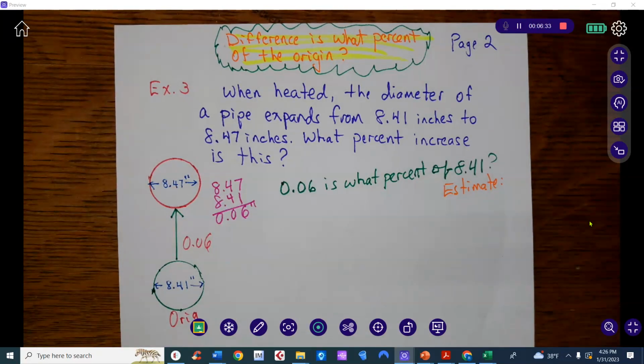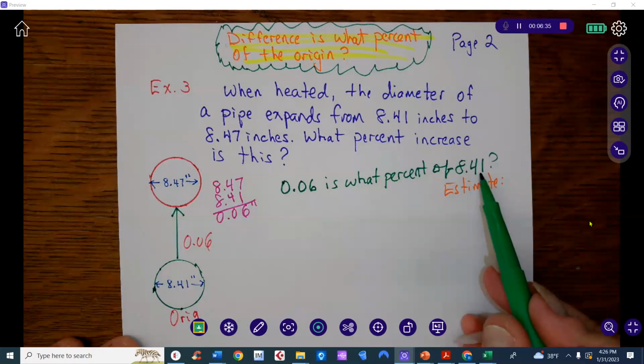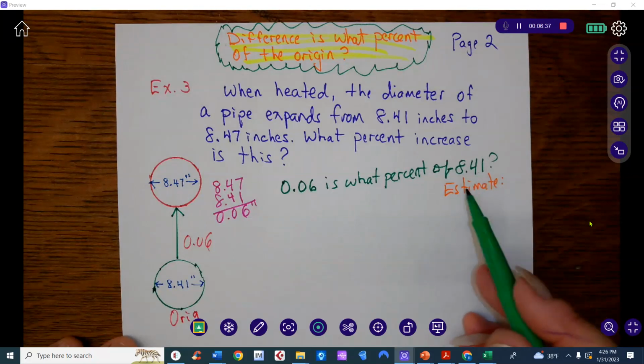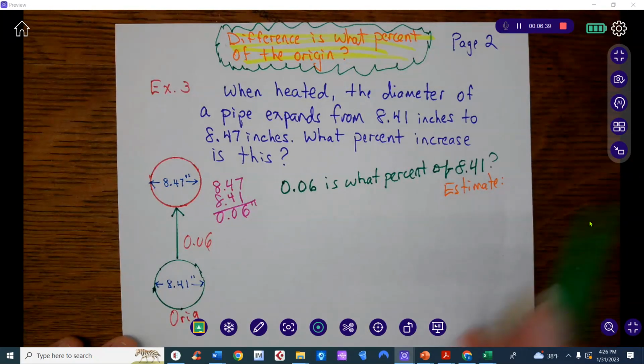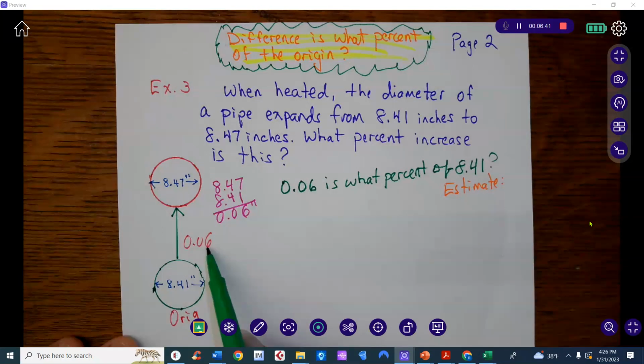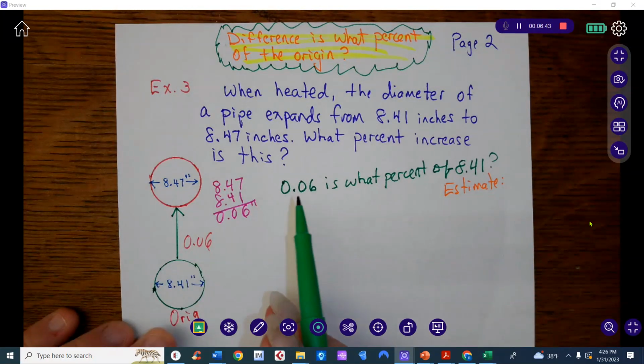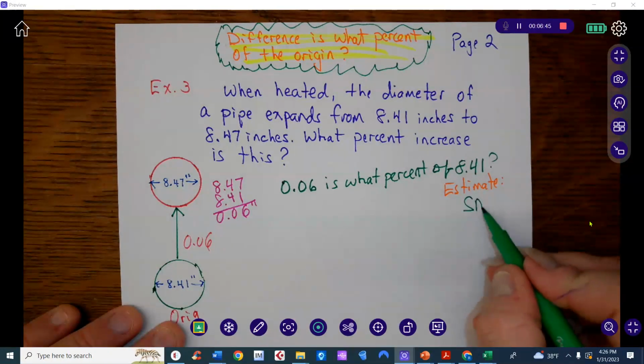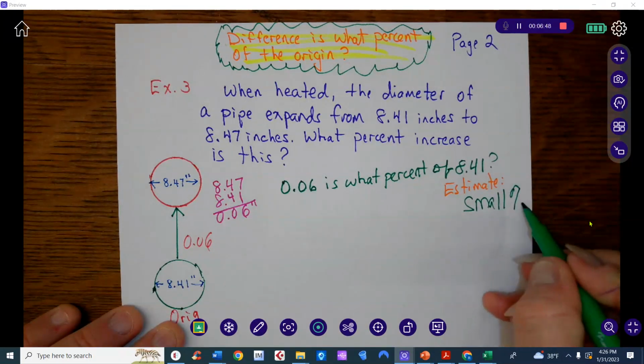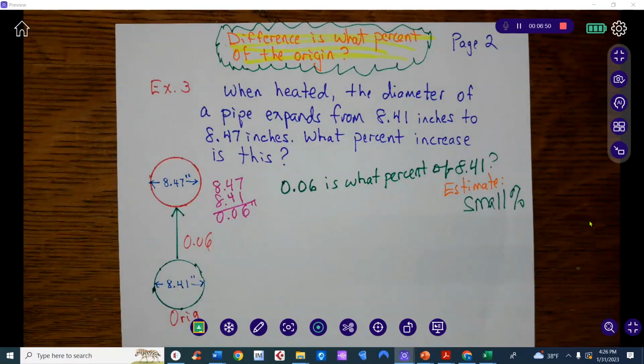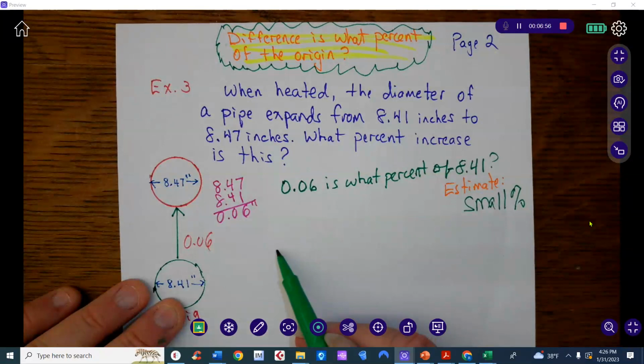Now, what would 10% of 8.41 be? 10% would be 0.8. This is 0.06. So we're looking at a small percentage, probably under 1%. All right, so let's set it up.